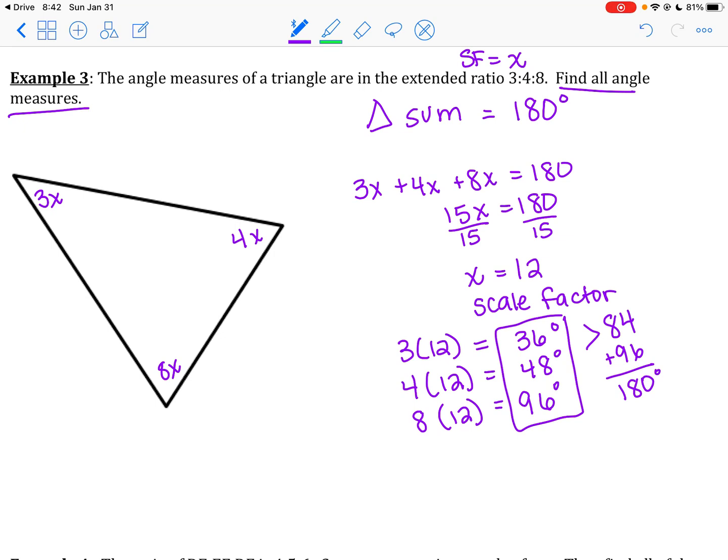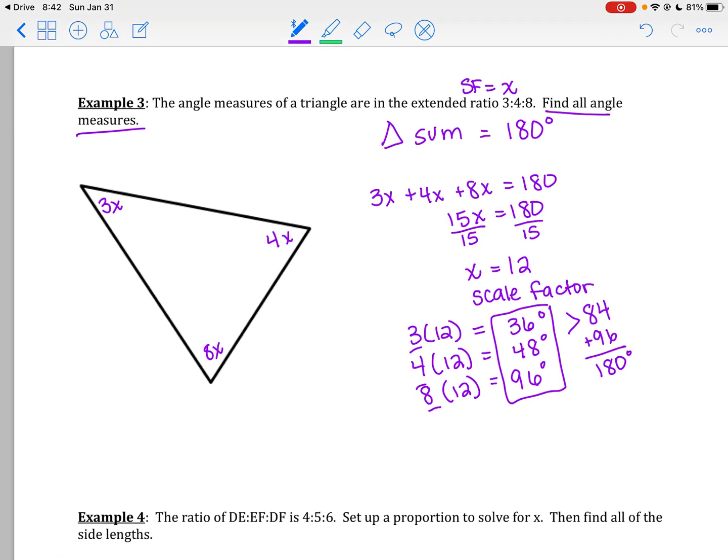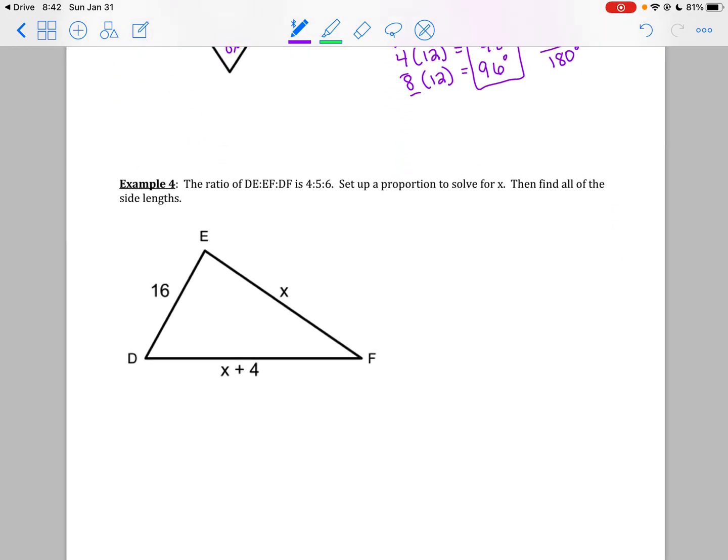So those are the three angle measures that have that ratio, 3 to 4 to 8, and they have an angle sum of 180 degrees. So those are the three angle measures of that triangle.